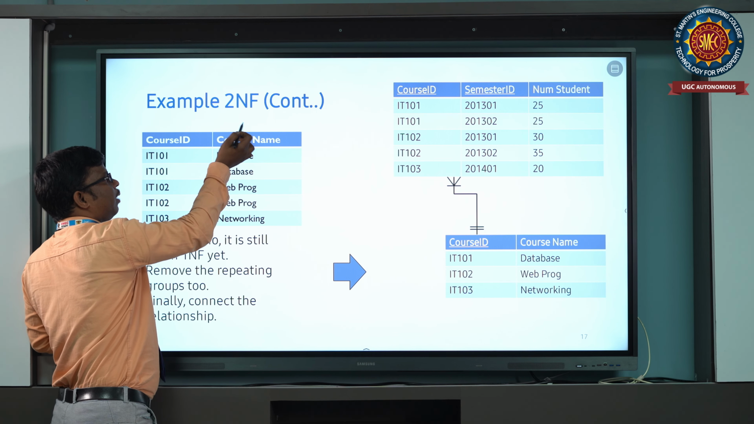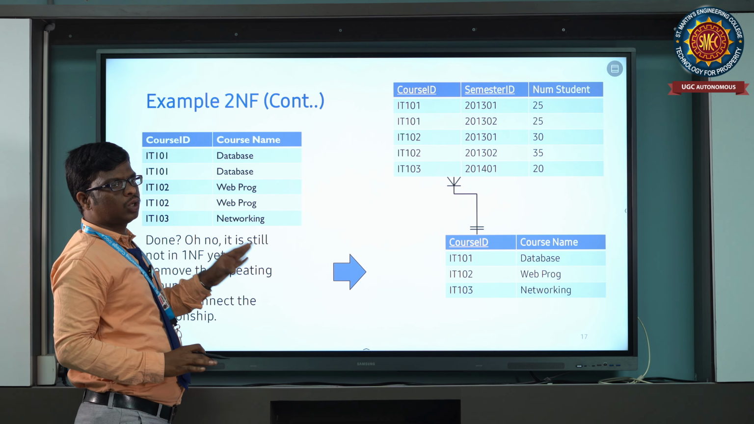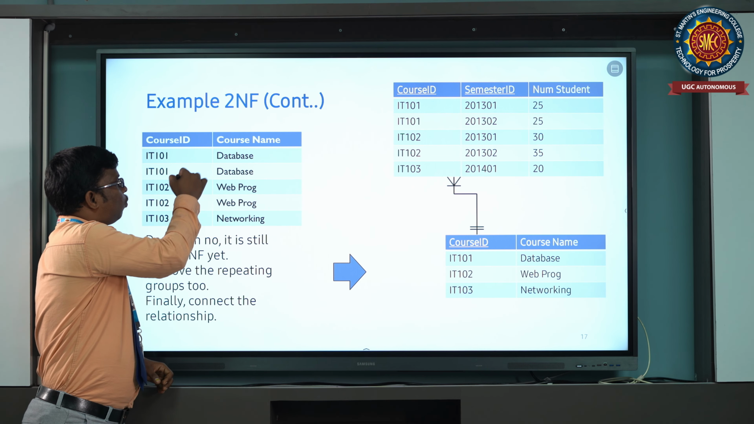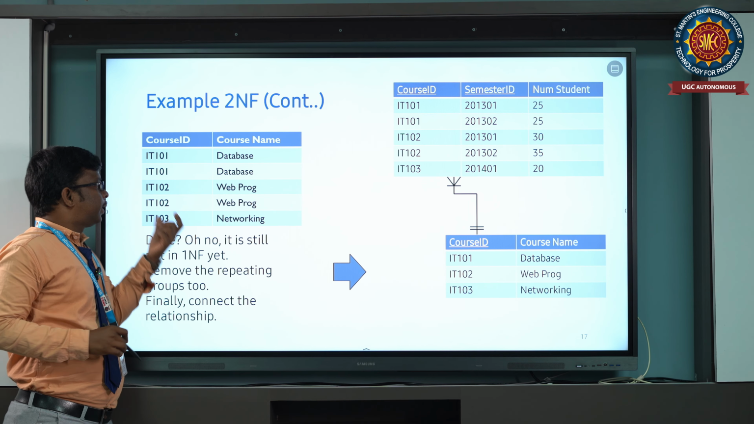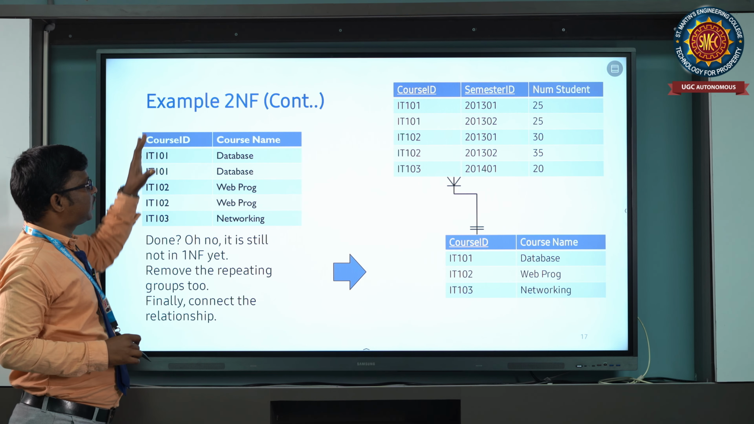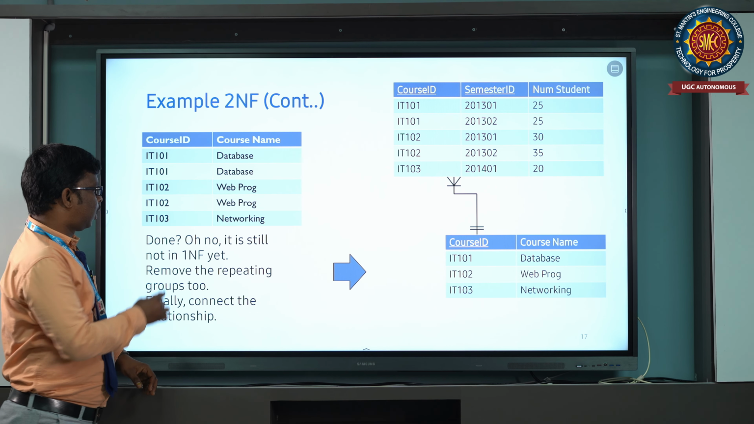The course name is dependent on the course ID only. Here no partial dependency is occurring, so the second point is matched. The first point is you have to check that it must have atomic values. It must satisfy the atomic value condition. The first attribute must have single values only. So you can observe here.